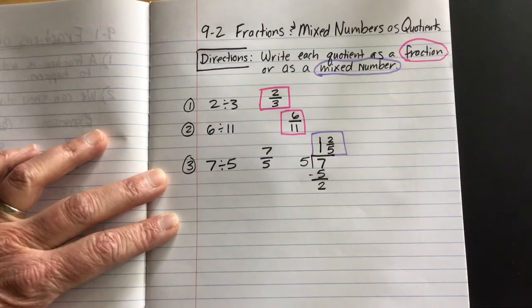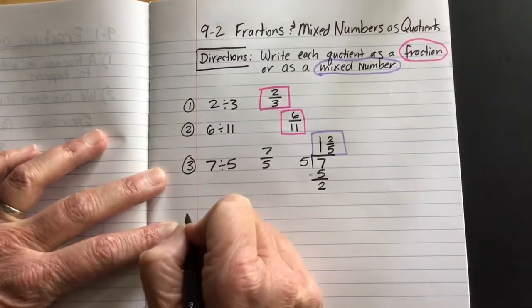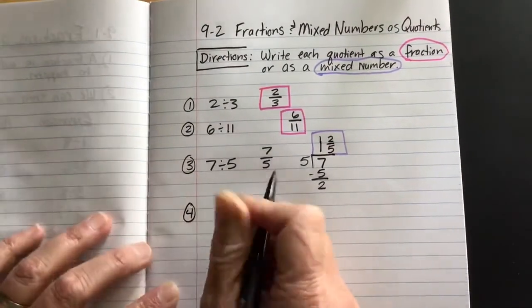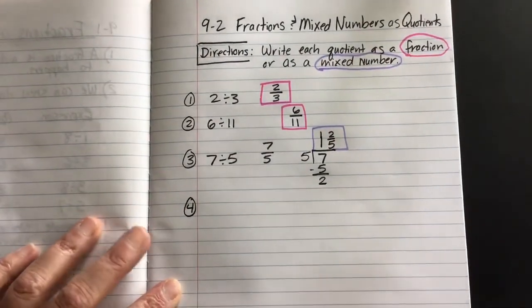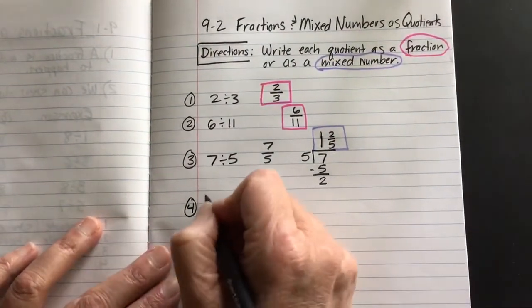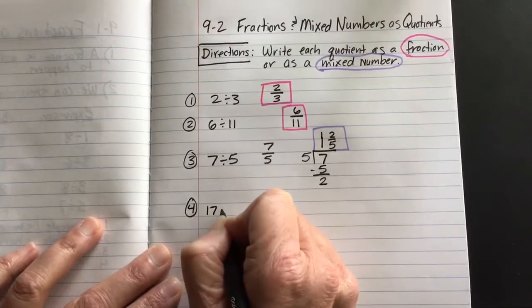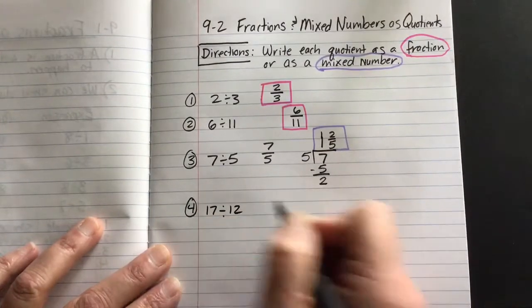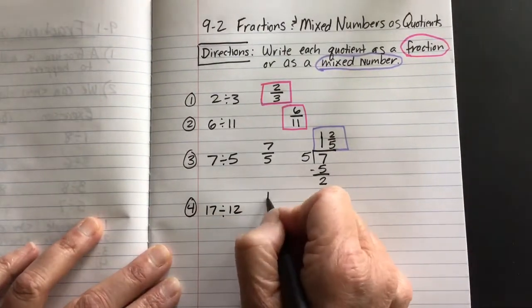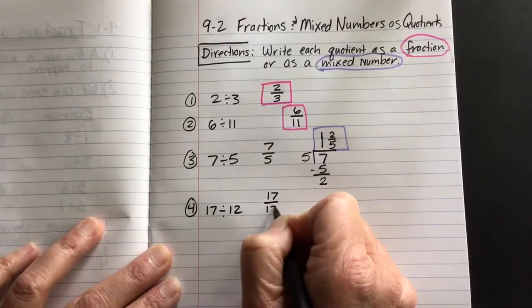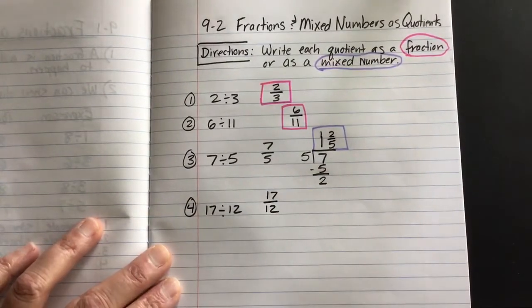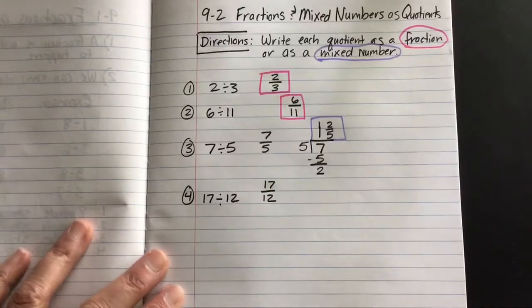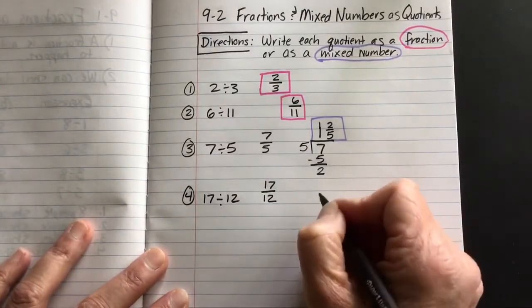That's it. Here's one more. Number 4. Here's our last example. The numbers are just a tad bit bigger. We have 17 divided by 12. When you write it as a fraction, you can see it, 17 divided by 12. The numerator is bigger, we have to divide or simplify. You can think of it as simplifying.